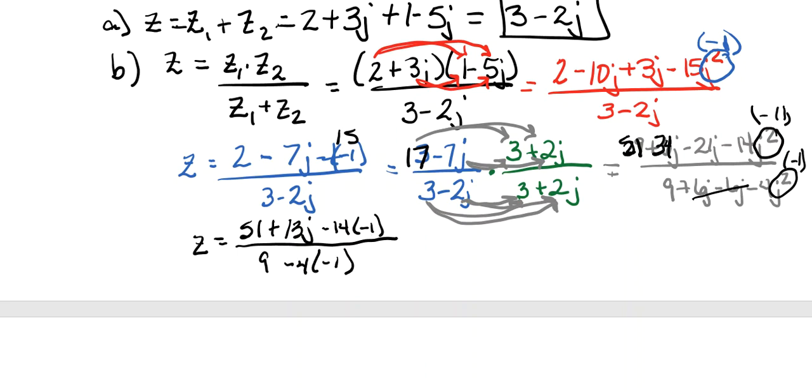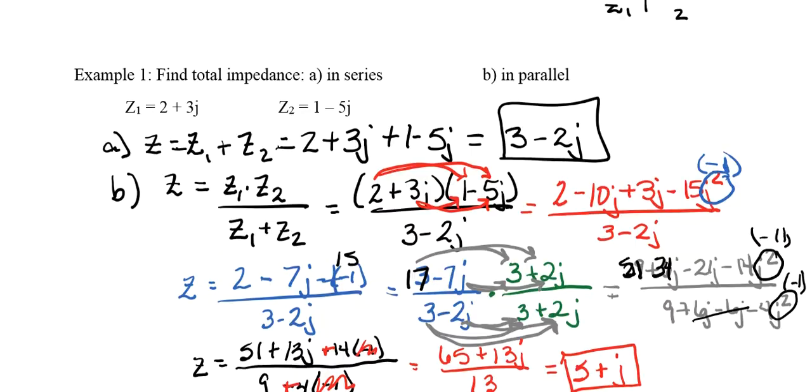So then if I look at this, all the negative 1 does is it changes this to a positive 14 and this one to a positive 4. So 51 plus 14 is 65. Still have the 13j. 9 plus 4 is 13. 65 is divisible by 13. So 65 divided by 13 is 5. 13 divided by 13 is 1. So I end up with 5 plus j. So sorry about that mistake, but we at least caught it. And I'll try and do a little bit better on the next one.